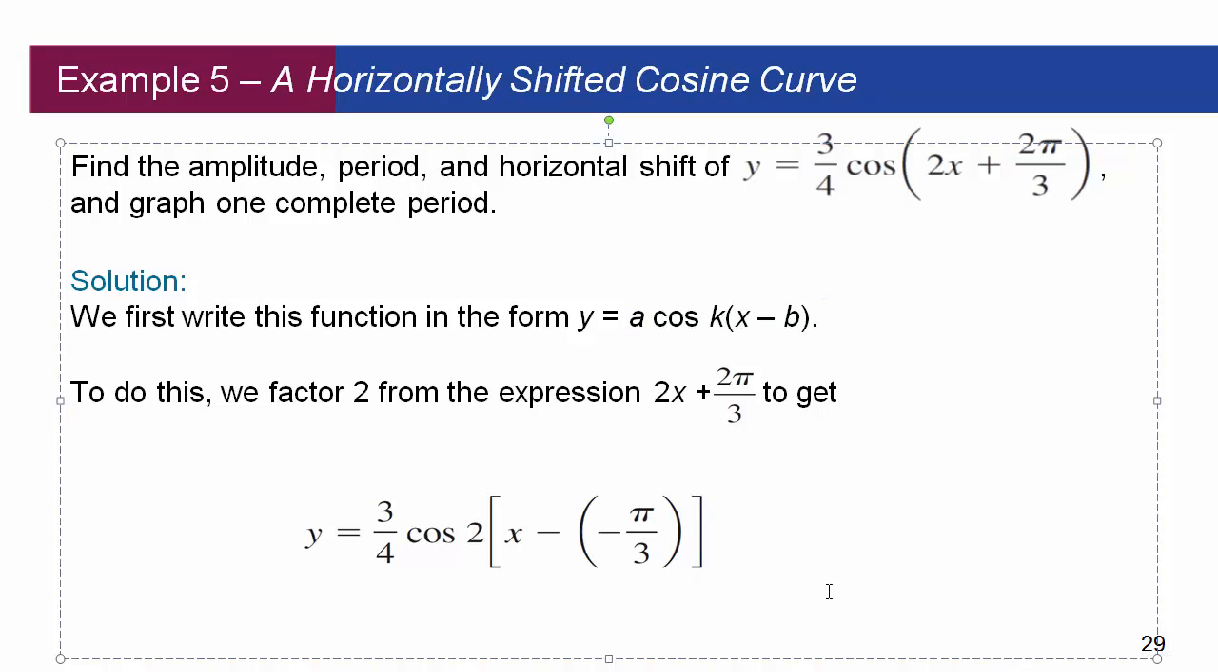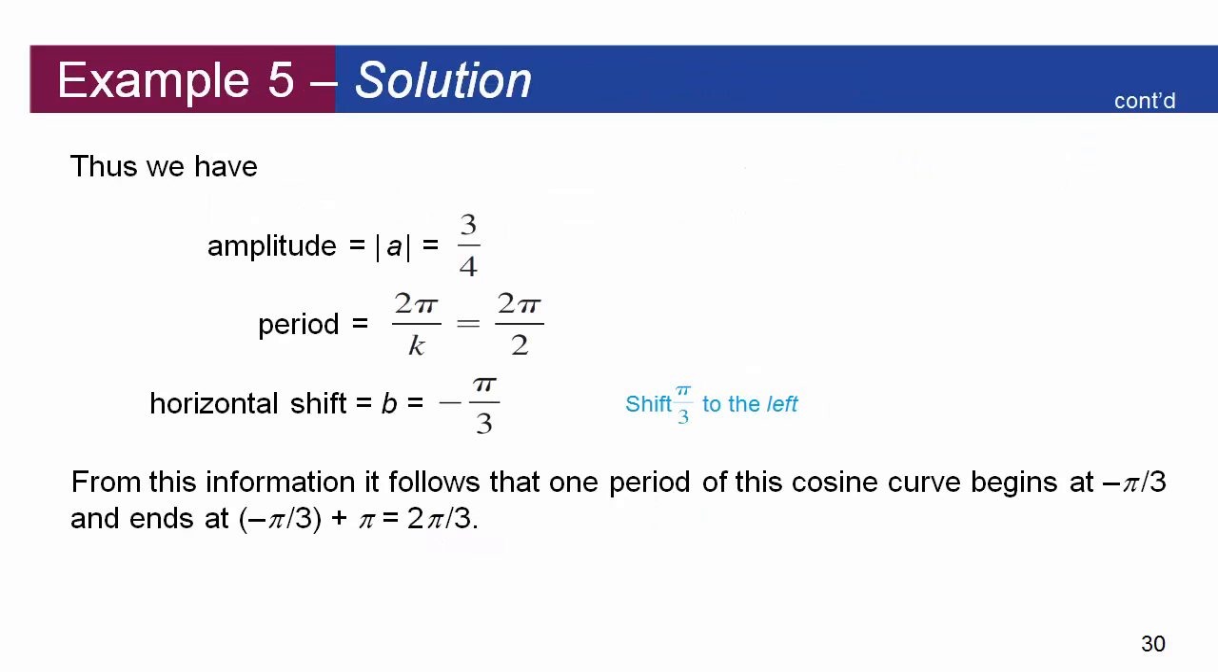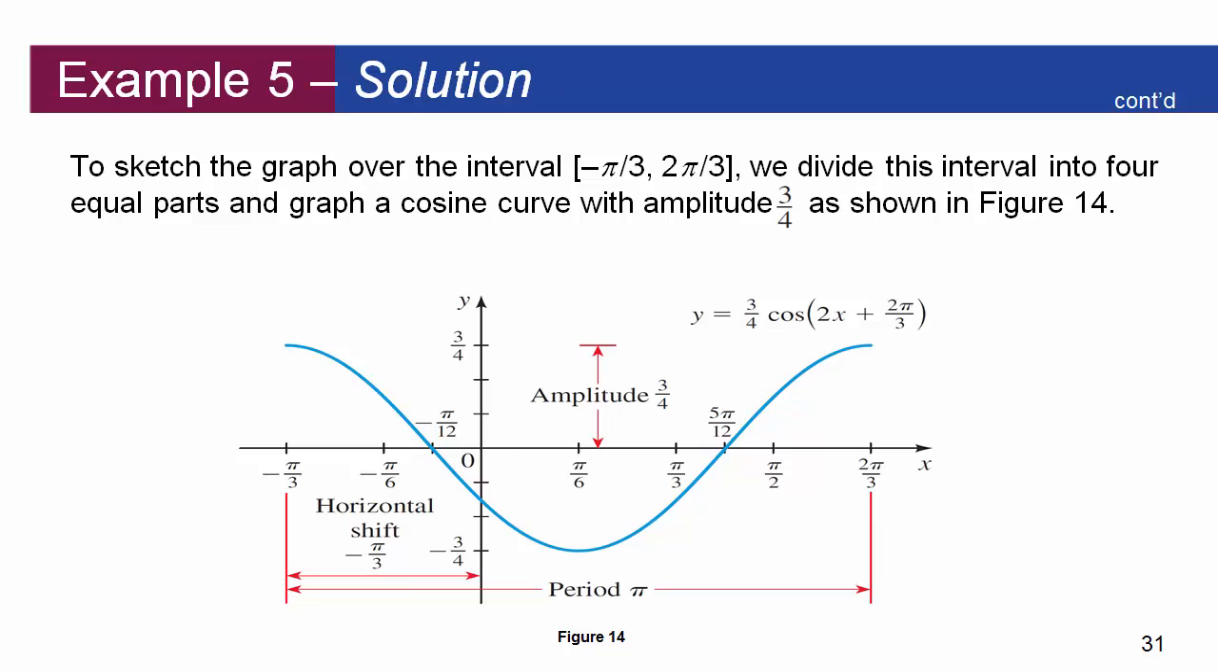And so now, when we have that, we can see that it's shifting minus pi over 3, so it's shifting to the left by pi over 3, and it's being stretched out on its period, that it's going to be 2 pi over 2, so it's going to repeat at every pi. So if we go through all this, here's what it looks like.